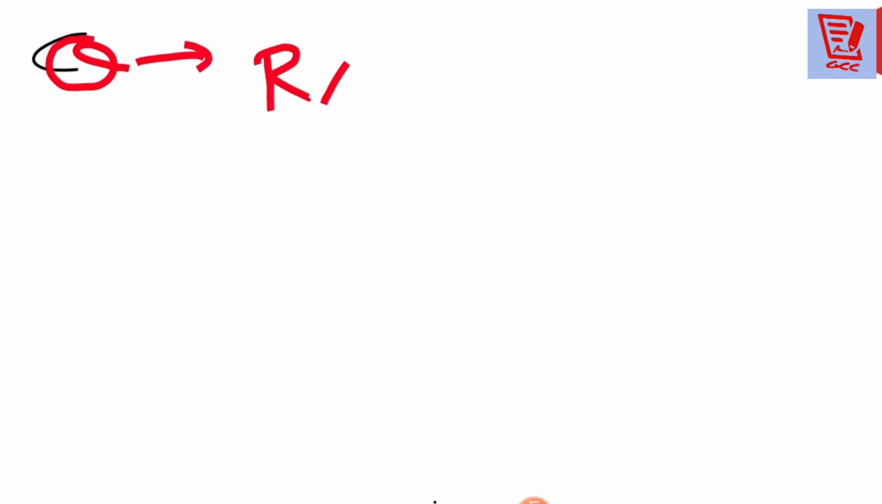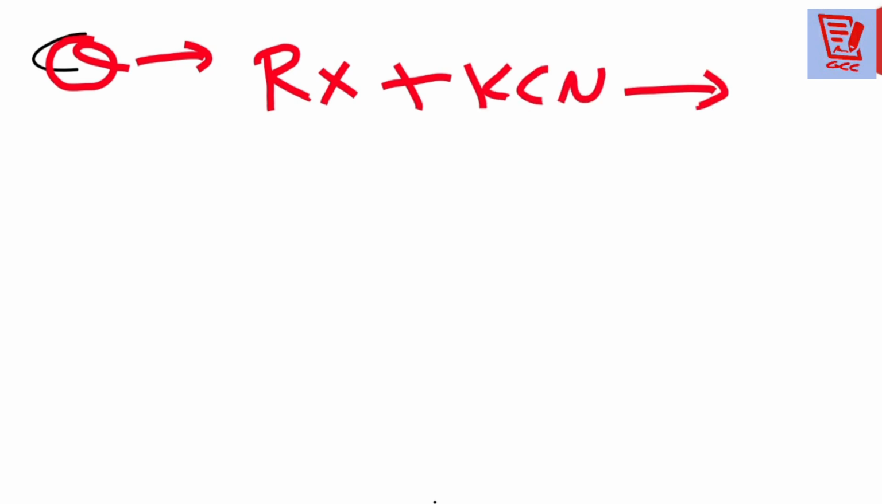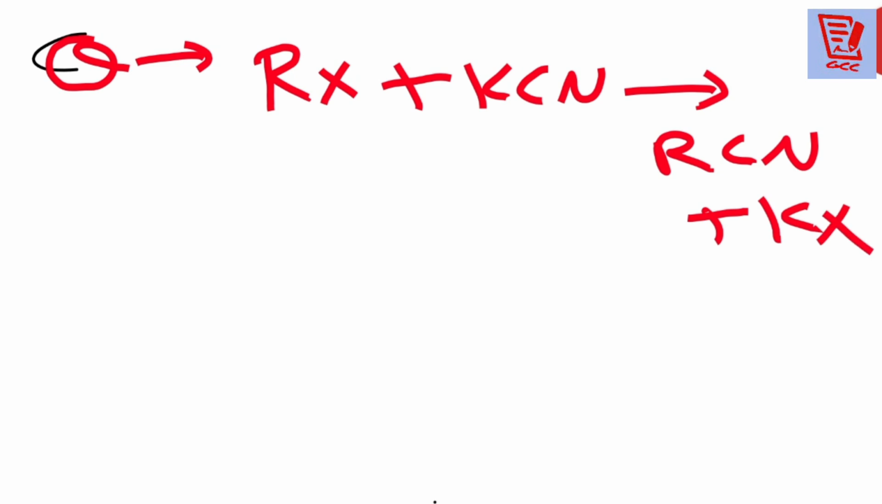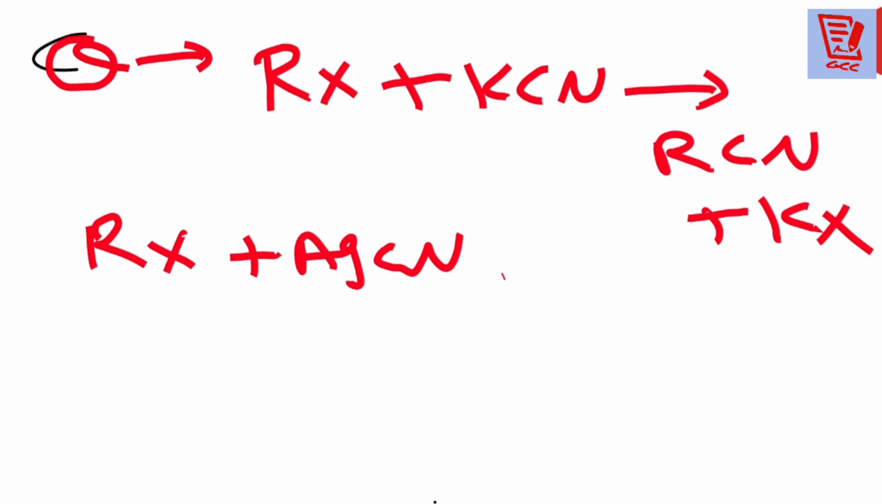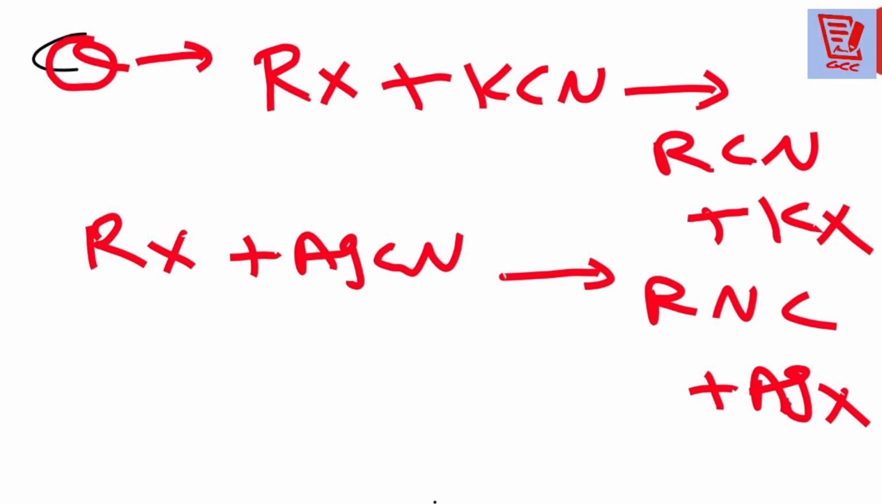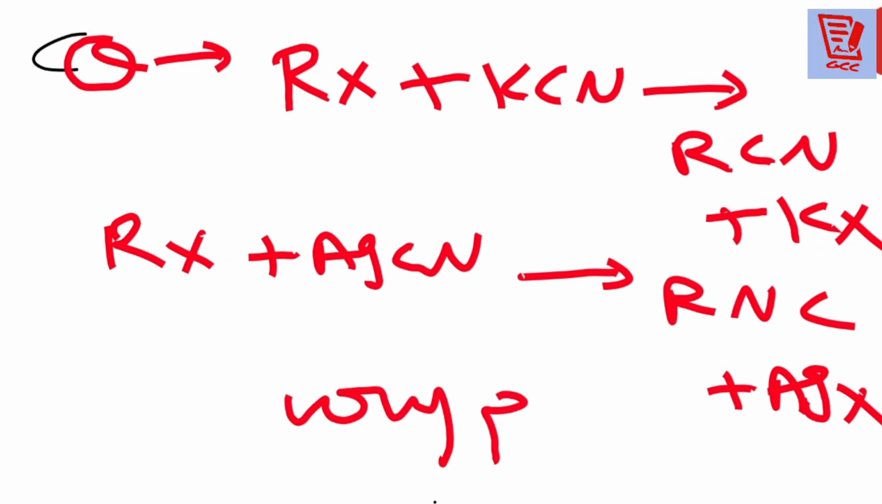Now after that, one very important question came to our mind. When we make RX plus KCN, we get RCN plus KX. But when we make RX plus AgCN, we get RNC plus AgX. Why? The question has to be answered. That I am going to explain now. Please listen very carefully, all of you.